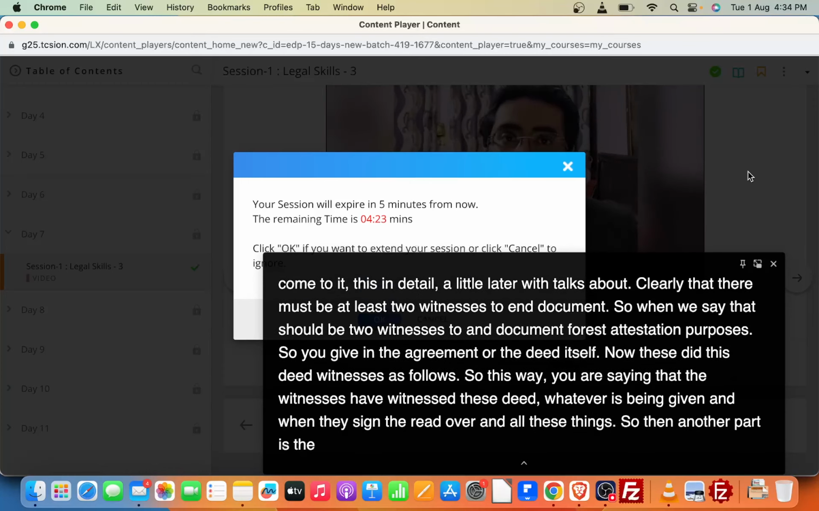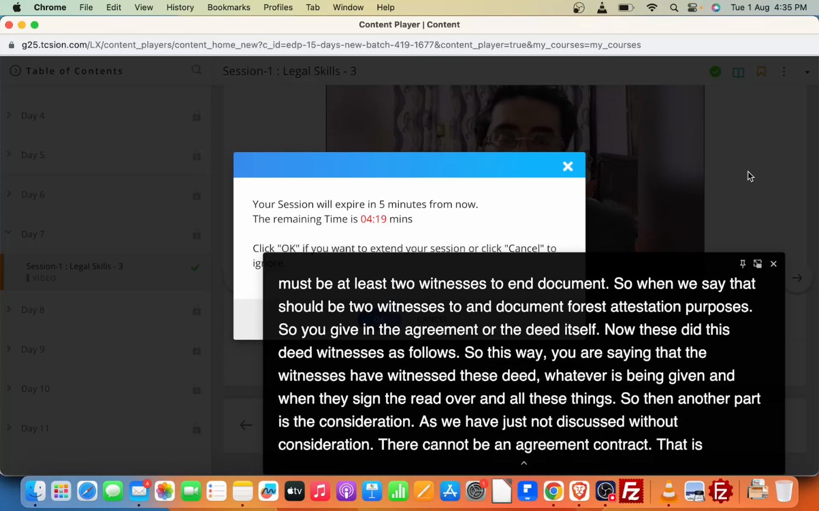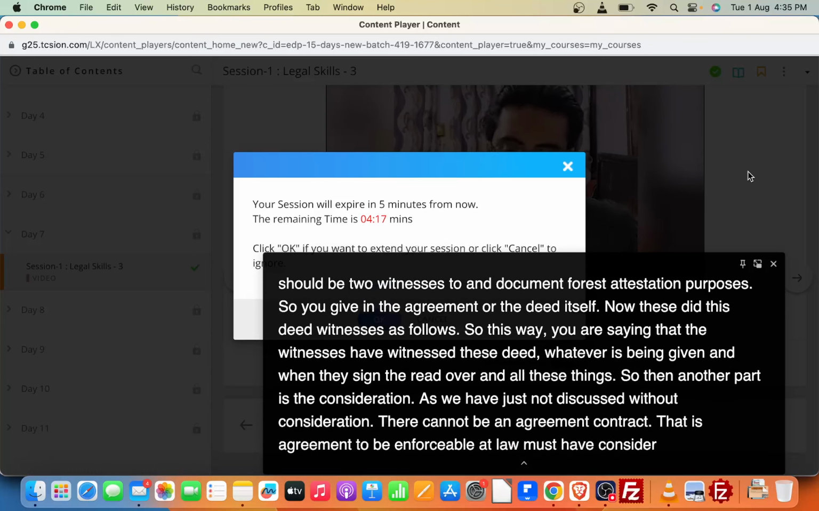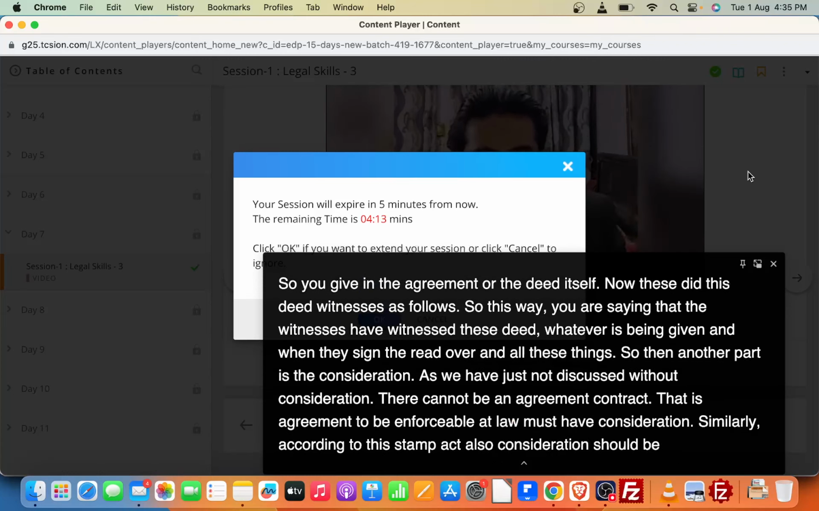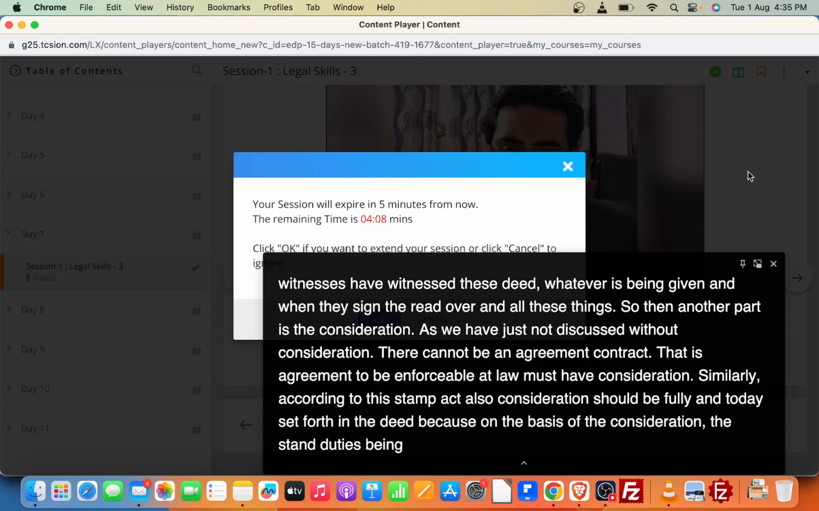So then another part is the consideration. As we have just now discussed, without consideration there cannot be an agreement; a contract, that is an agreement to be enforceable at law, must have consideration. Similarly, according to the Stamp Act also, consideration should be fully and truly set forth in the deed, because on the basis of the consideration, the stamp duty is being assessed.